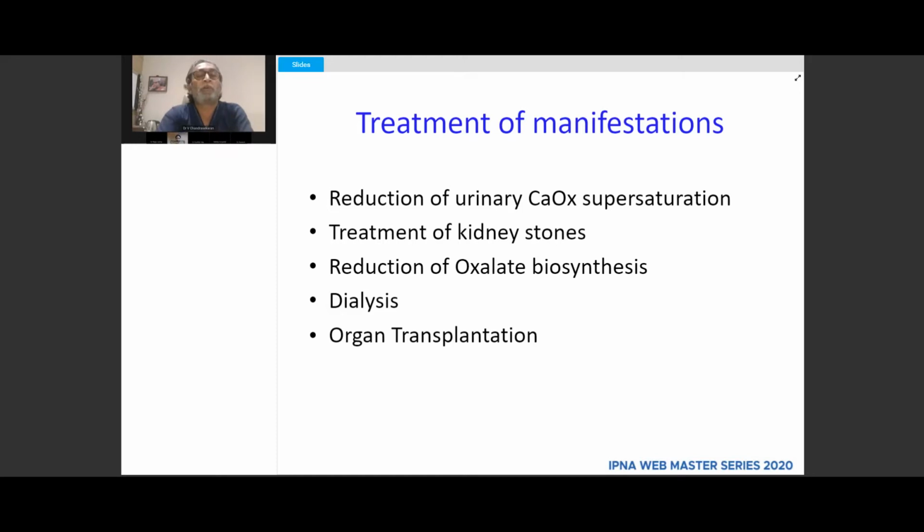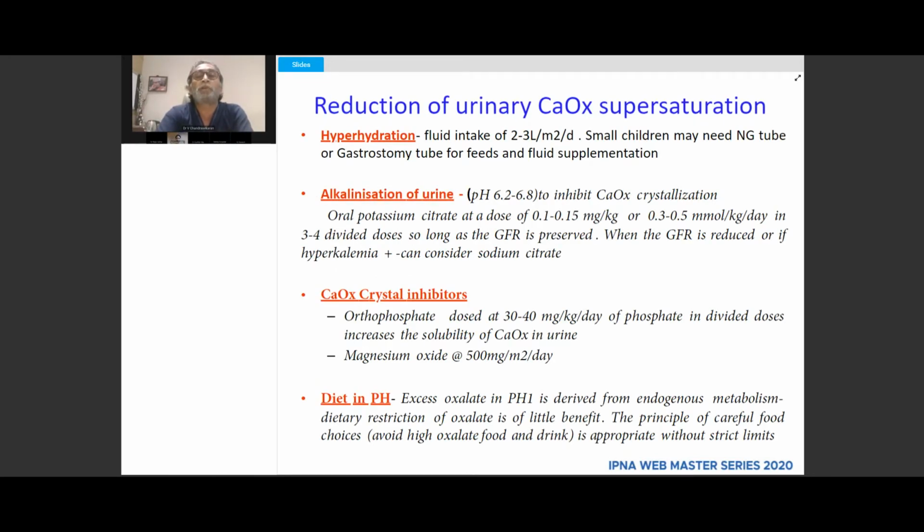So hyperhydration with fluid intake of 2 to 3 liters per meter squared per day. Small children may need an NG tube or gastrostomy tube for feeds and fluid supplementation, especially in the immediate post-op period. Alkalinization of the urine to pH around 6.2 to 6.8 to inhibit calcium oxalate crystallization, usually with potassium citrate at a dose of 0.1 to 0.15 milligram per kg in 3 to 4 divided doses. When the GFR is reduced, or if hyperkalemia is there, you consider switching to sodium citrate. Other calcium oxalate crystal inhibitors like orthophosphate at a dose of 30 to 40 milligram per kilogram per day in divided doses, or magnesium oxide at 500 milligram per meter squared per day can be added.